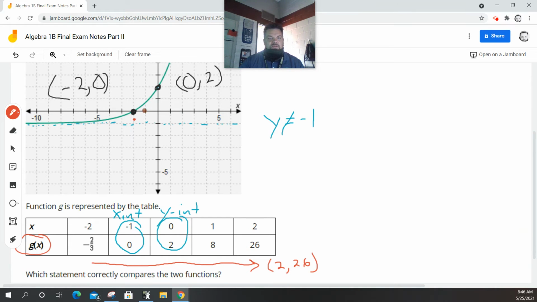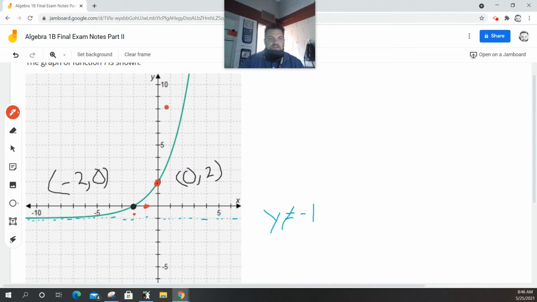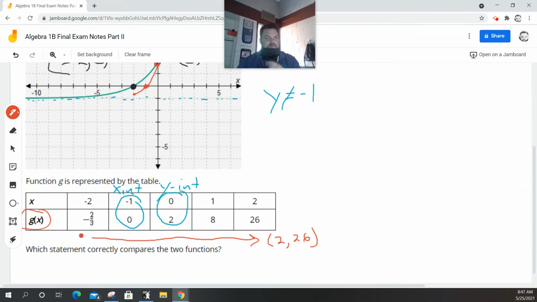And when x equals -1, it's going to cross about right here at 0. It has the same y-intercept, but when x equals 1, y equals 8. So that's going to be this point here. So g of x kind of looks like this. And when x equals 2, it's 26, which is way off the graph. Now, I don't have any additional information. I don't know if it's going to cross this or not based on the table of values.